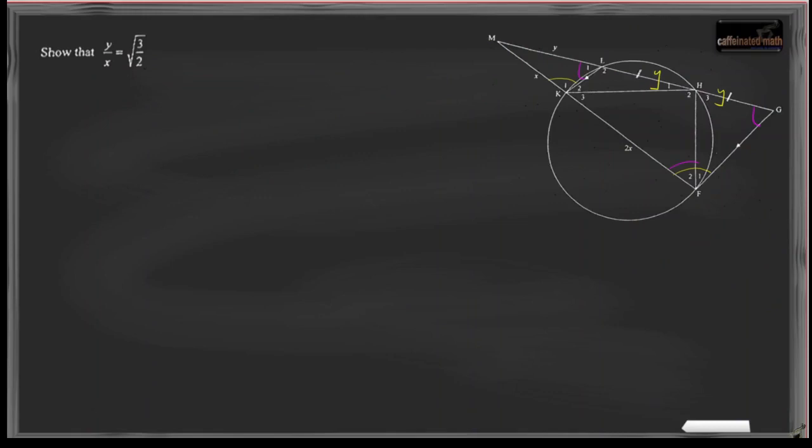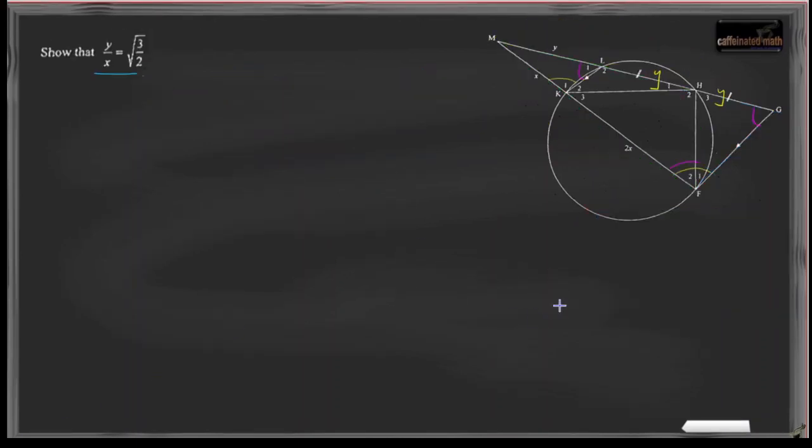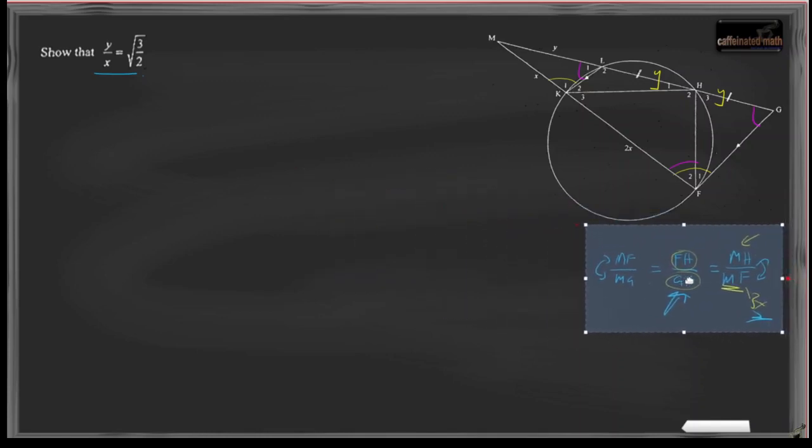Well, for the next one, we're required to prove this. So let's see what we have over here. Let's see if we can go get that proportionality back. There we go. Copy it and come back. Nicely done. Well, let's see over here. GF over FH. There we go. Well, we now know what GF over FH is.